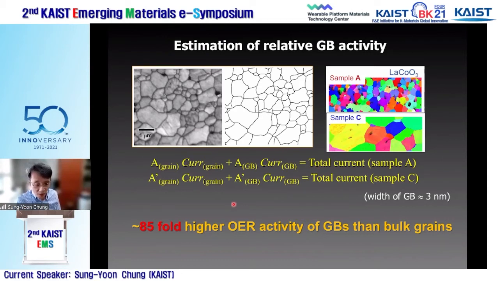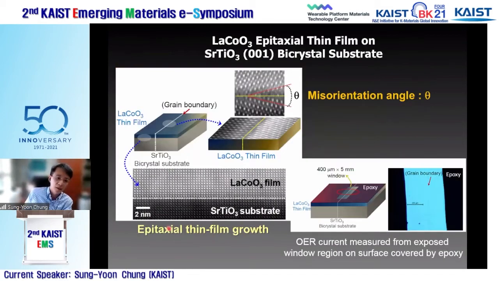Based on this equation, we could identify that the activity of the grain boundary is more than 80-fold higher than just a simple surface of the grain. So based on this result, it is very clear that the grain boundary is a much more active site for oxygen evolution reaction electrocatalysis.